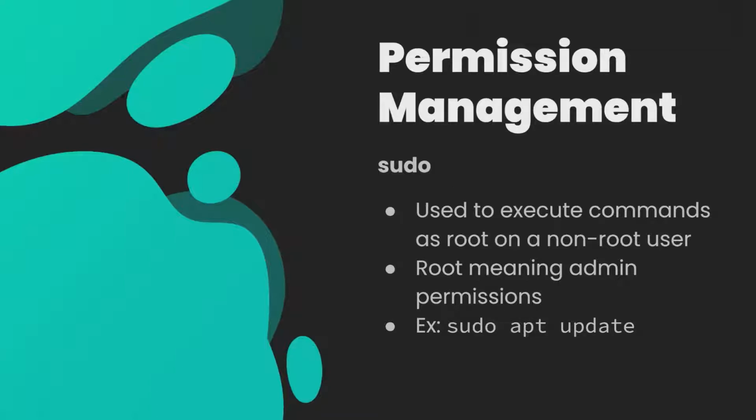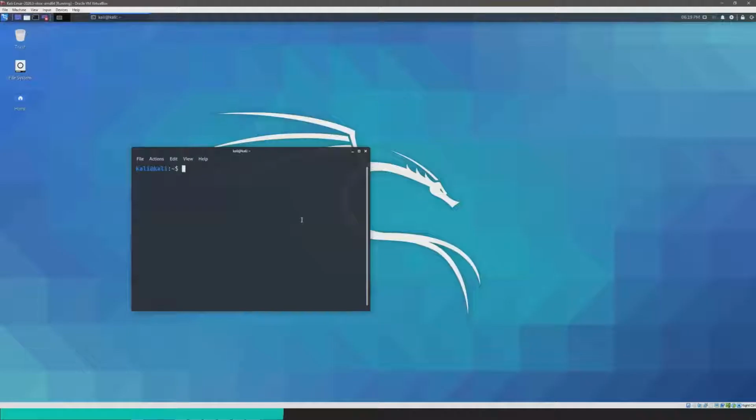An example of that would be sudo apt update. I will explain what apt update is later on. That's just a package manager, but that's just an example. Sudo could be used on many other commands as well. So I'll show that real quick. So sudo, and then whatever command you want to run as root or administrator, update.